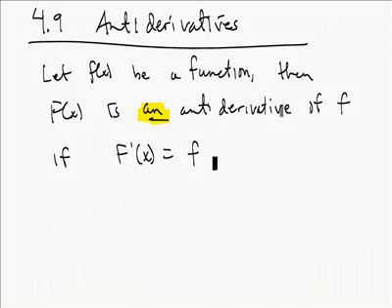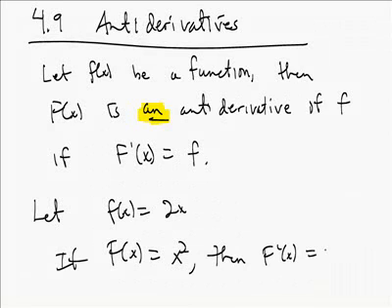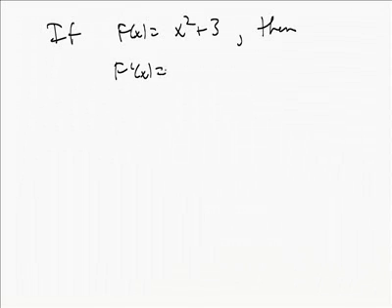Let's look at a very simple example. If we let f of x be 2x, can you think of a function, capital F, whose derivative is going to be 2x? Well, sure you can. If we let capital F of x be x squared, then what does F prime of x equal? It equals 2x, which is, again, little f of x. Well, that's all fine and dandy, but if we let capital F of x be, say, x squared plus 3, then what happens if we take F prime of x? We get 2x again, which is equal to little f of x.